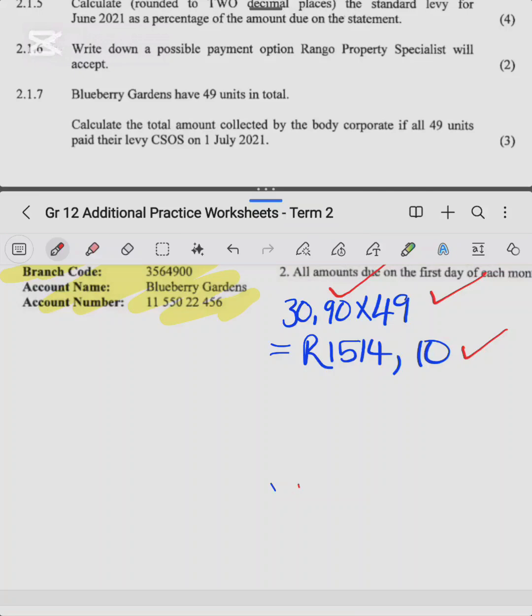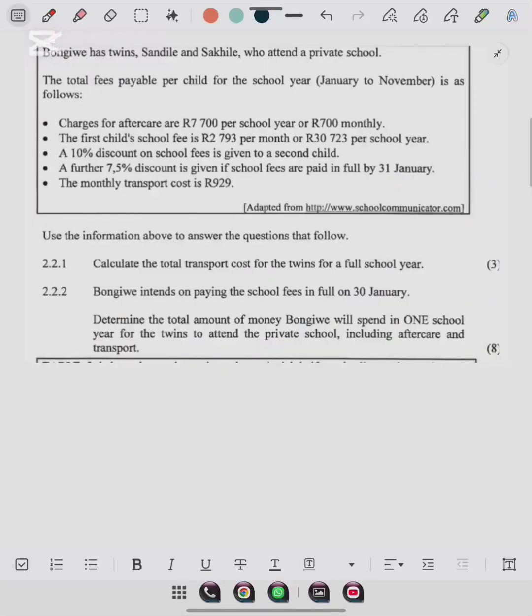Right, let's look at question 2. Question number 2 is all about Bongiwe with the twins Sandile and Sakile, who are attending a private school. They tell us some information about the fees. And the first thing we're asked is to calculate the total transport cost for the twins for the full school year.